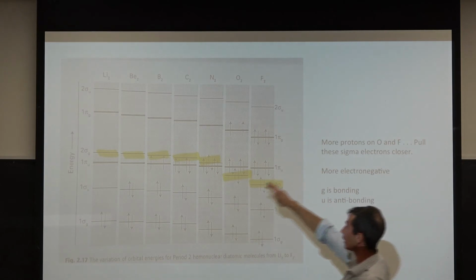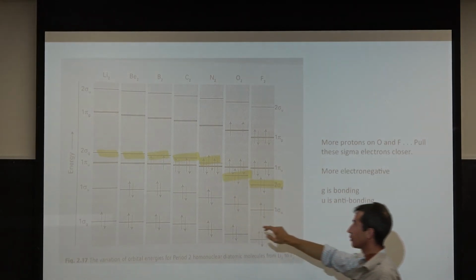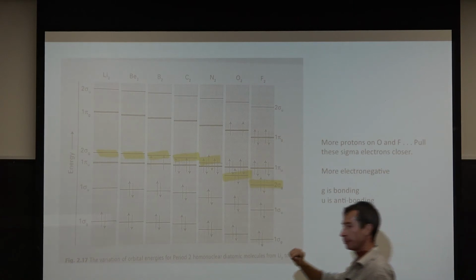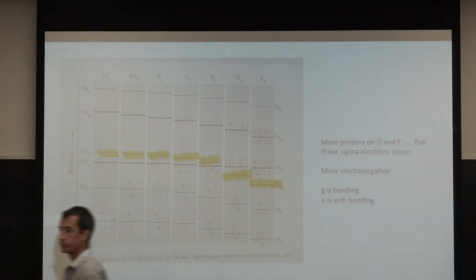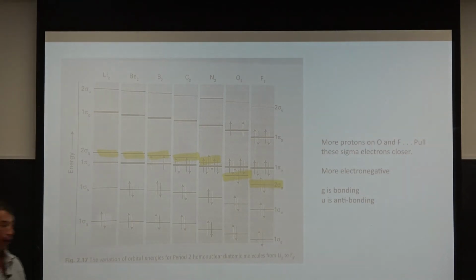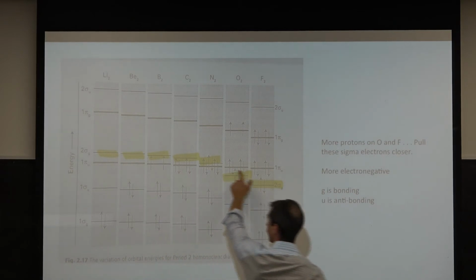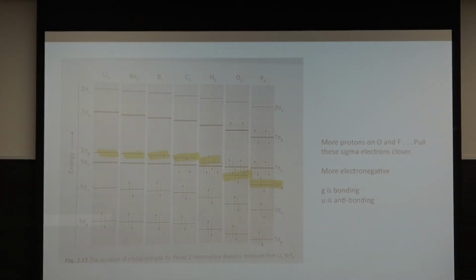But between nitrogen and oxygen is when you get this flip, this inversion. How come the pi bonds don't decrease as much? That's a great question. Why don't the pi bonds, so he's saying, look how the pi bonds here are relatively steady, right?